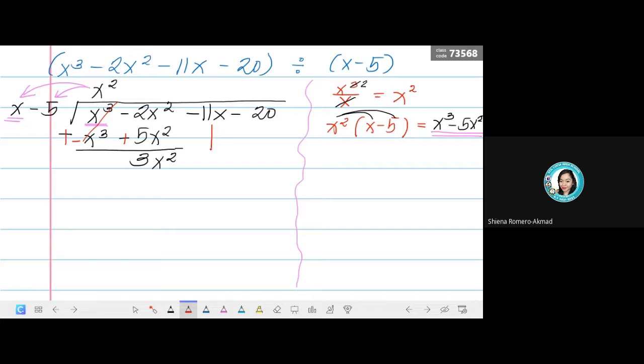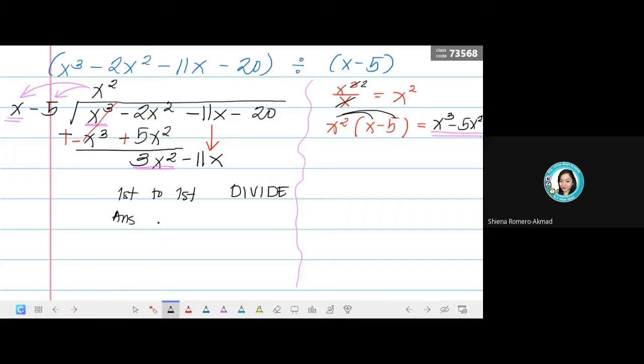After nyan, magbe-bring down. Bring down what? Negative 11x. Okay? Then, yung first term ulit natin, which is 3x squared, i-divide natin dun sa first term kanina. Uulitin natin yung process. So, let me write the process. Unang ginawa natin, nag-divide. First term to first term, divide.